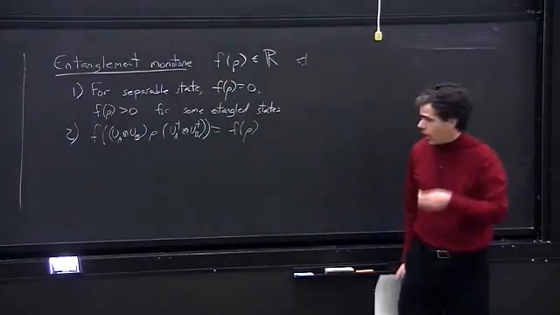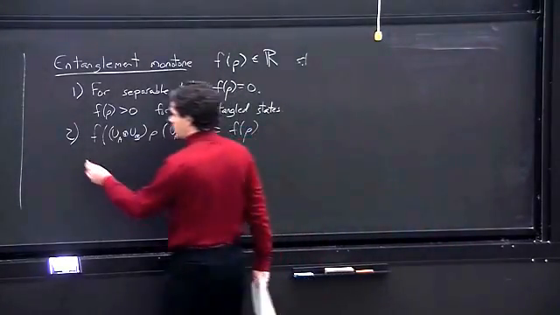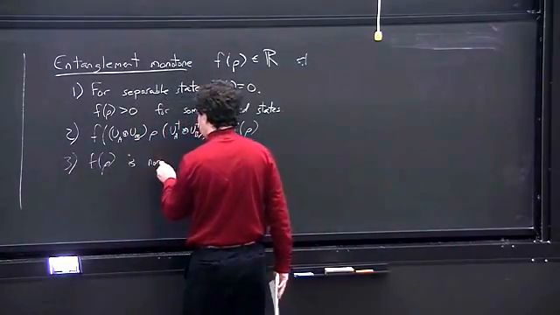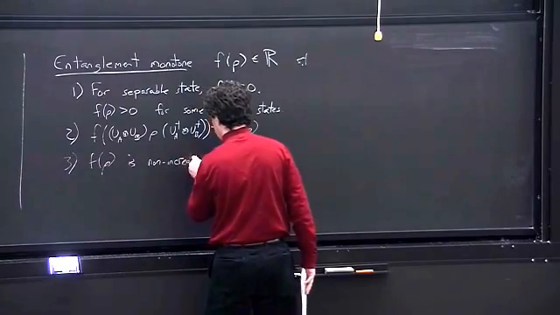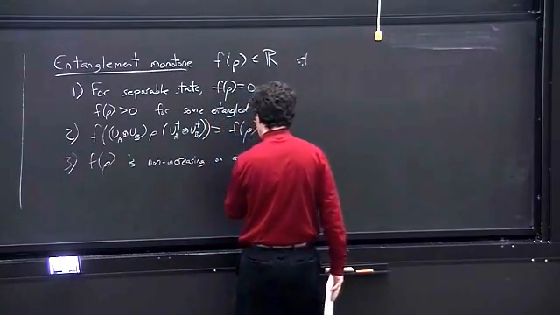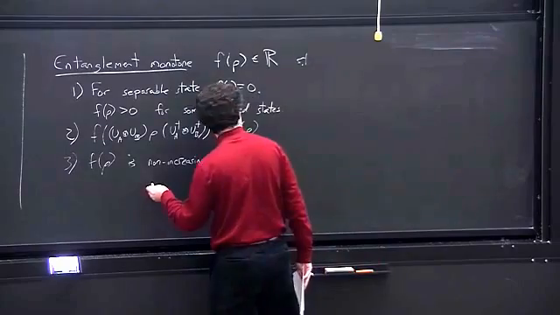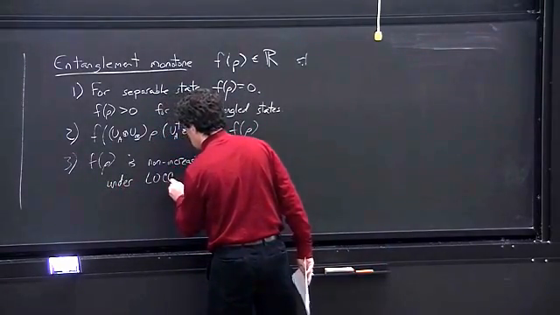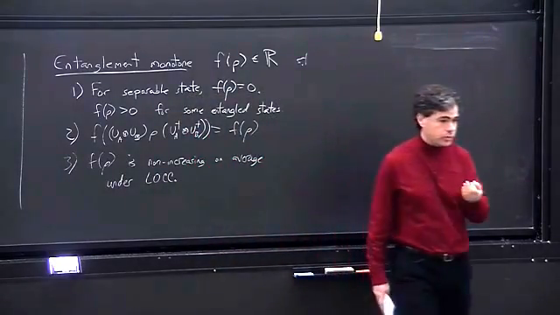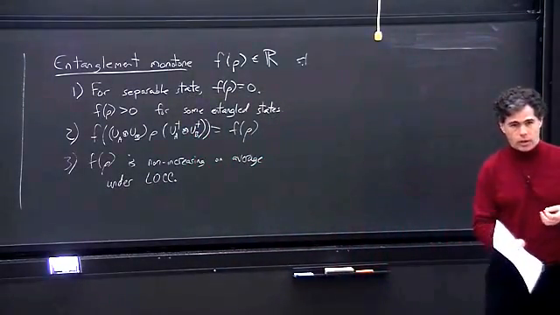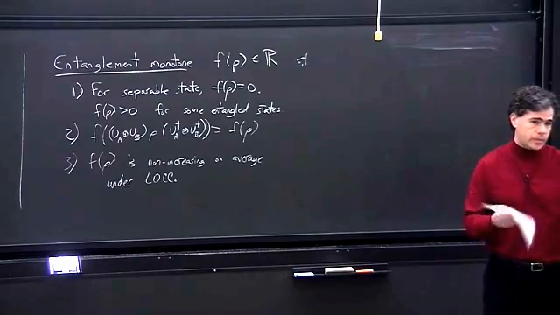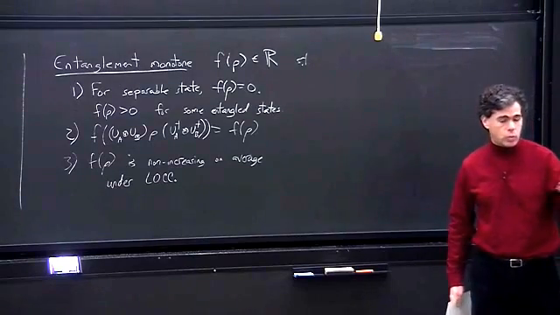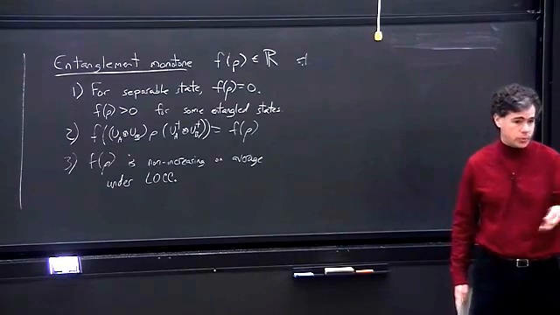And then the third one is kind of the main one, which is that f of rho is non-increasing on average under LOCC. So this "on average" is important because suppose you have a state that's not very entangled, even a pure state, like square root of 1 minus epsilon |0,0> plus square root of epsilon |1,1>.